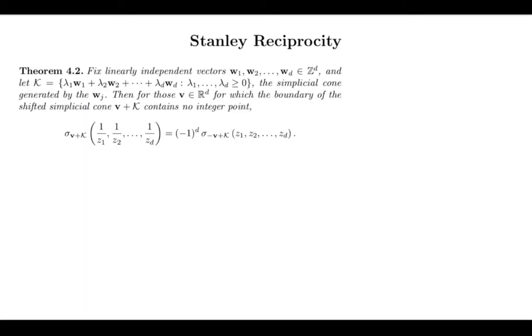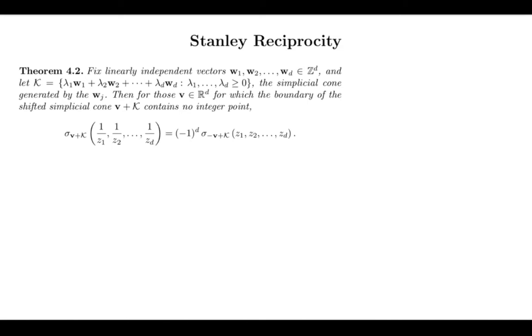We will talk about the two major reciprocity theorems in Ehrhart theory, namely Stanley reciprocity and Ehrhart-Macdonald reciprocity. A combinatorial reciprocity theorem gives a relation between two combinatorial functions, where in one function we replace the variable either by its negative or by its reciprocal. And Stanley reciprocity is an example of the latter. In preparation, I will show you a simplicial version of Stanley reciprocity here.